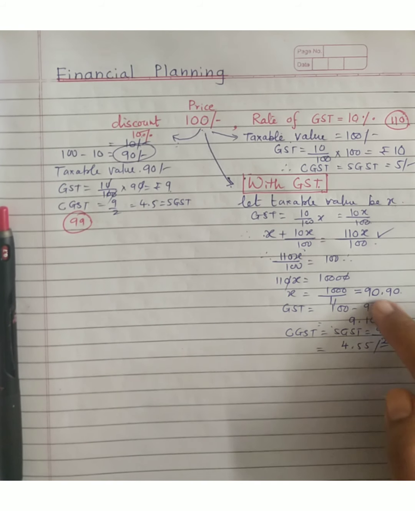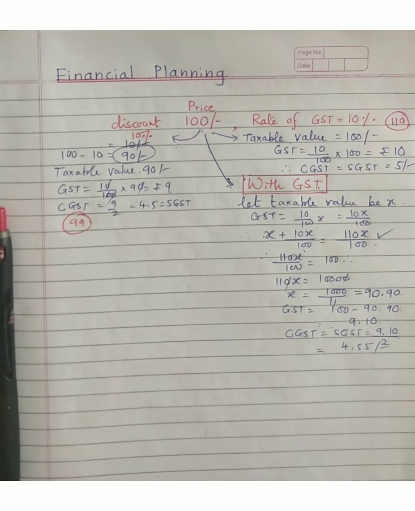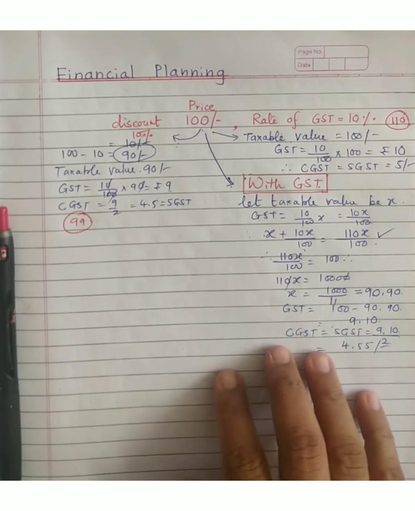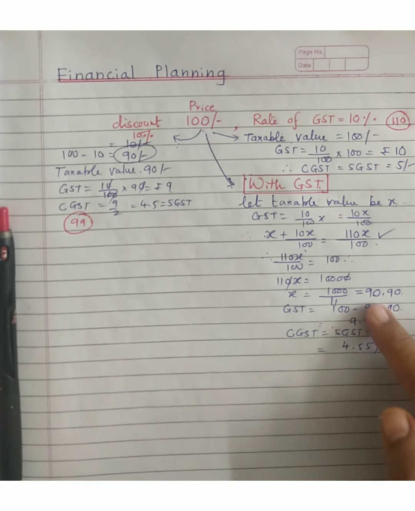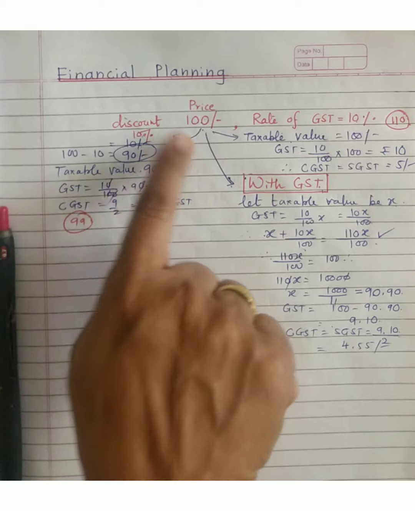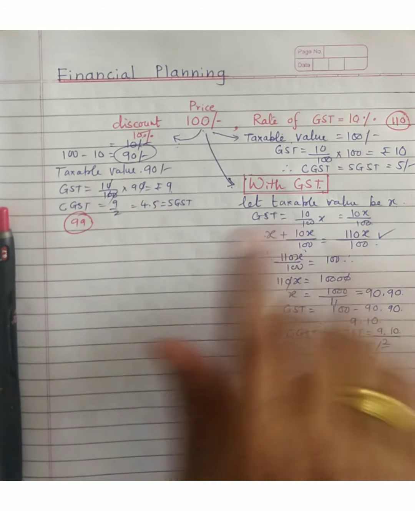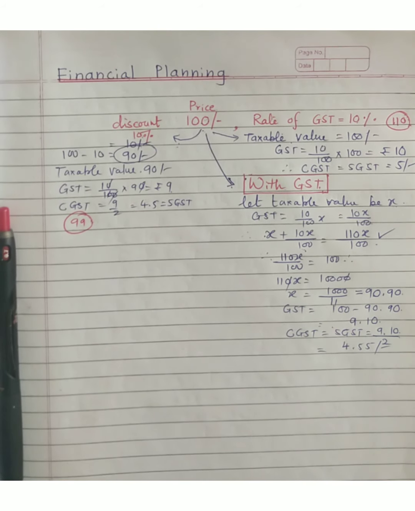In this case it is 90 rupees and 90 paise. Make it half, you get it 9 rupees and 10 paise. Half of that will be CGST, SGST. So here base value was, taxable value was 90 rupees and 90 paise, and how much amount customer has paid? 100, because 100 is given with GST. Clear? If this is clear, you will never make any mistake.